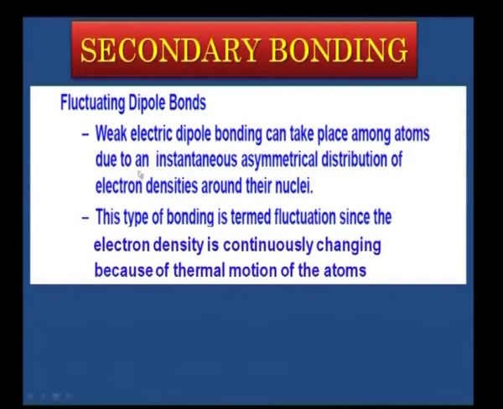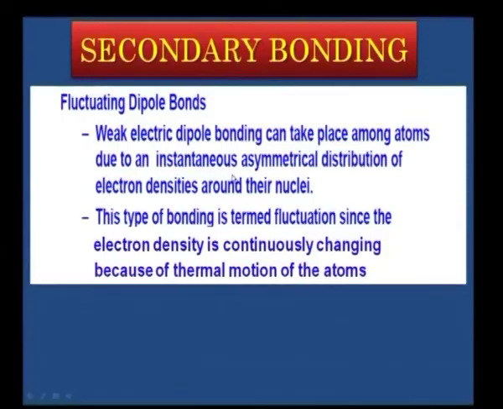And the fluctuating dipole bonds, as I told you, arise because of thermal motion of the atoms. That is the reason why you have a fluctuating dipole moment, a molecule acquiring a fluctuating dipole moment. It is because of the temperature.